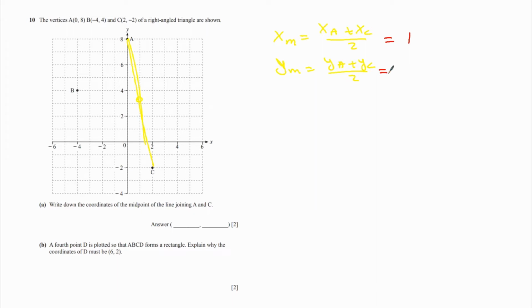And then I have yA is 8, yC is minus 2. So I basically have (8 minus 2) divided by 2, which is 3. So the point that I get is 1 and 3. Just to have a quick check, we see that this point, 1 and 3, is almost the middle of this line, as we can see in the graph, just to have a visual test of our solution. So the answer in here would be 1 and 3.